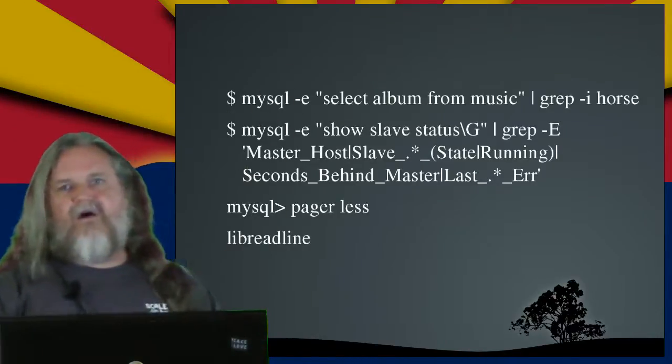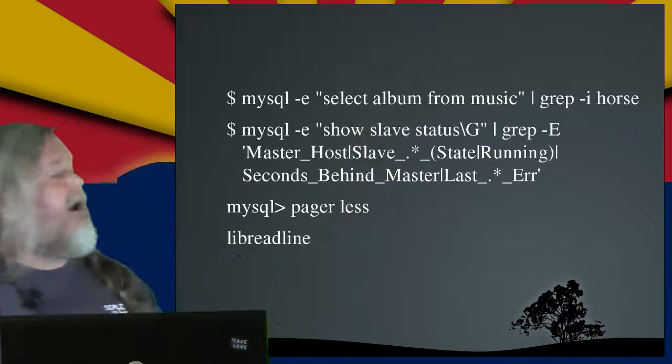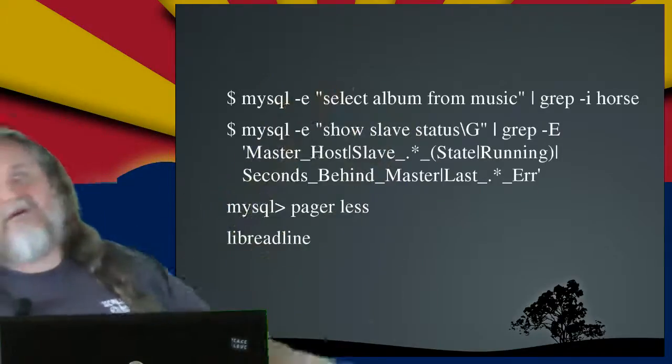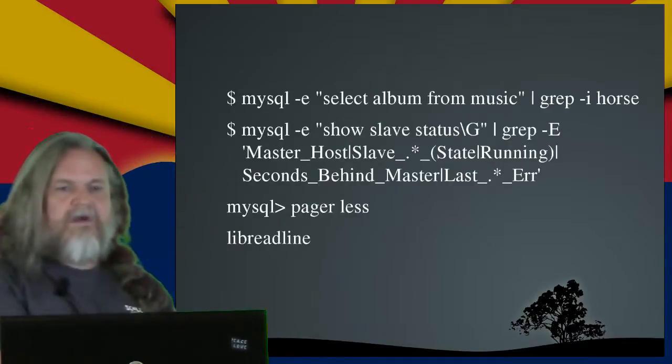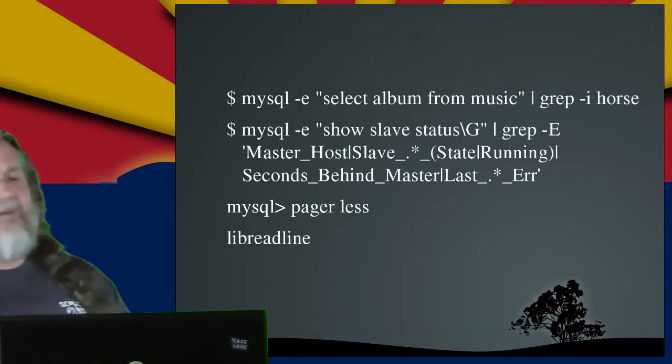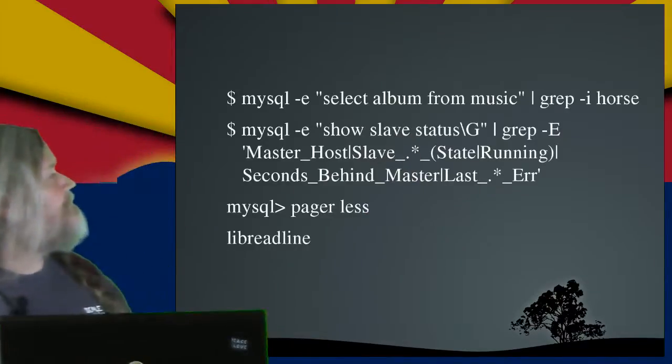Is my slave IO running? Am I talking to the master? Where are we at? And then also, I'm looking for errors that the slave is going through. Again, as a sysadmin, we're looking at a subset. I don't even know if DBAs look at all the data in there, but this simplifies things for us.